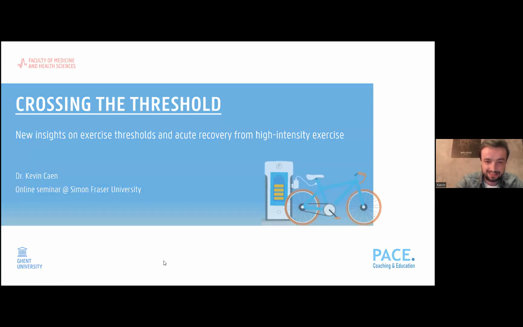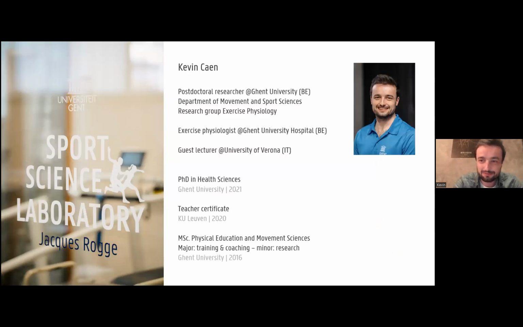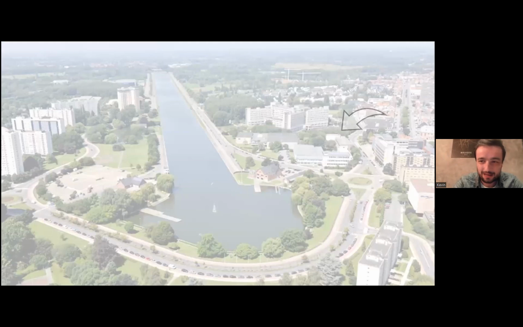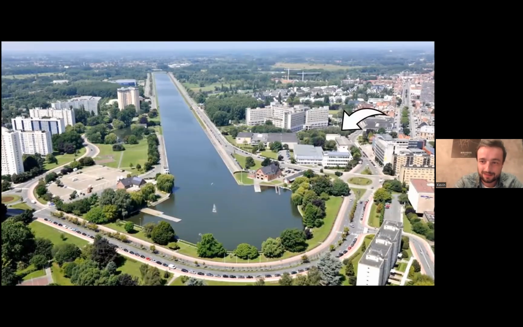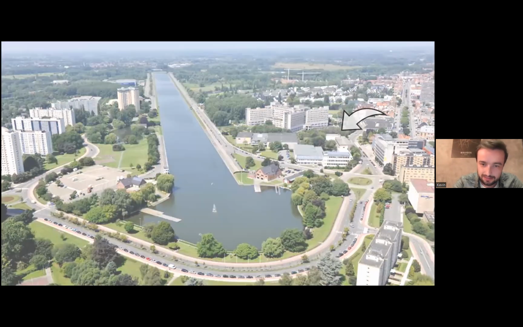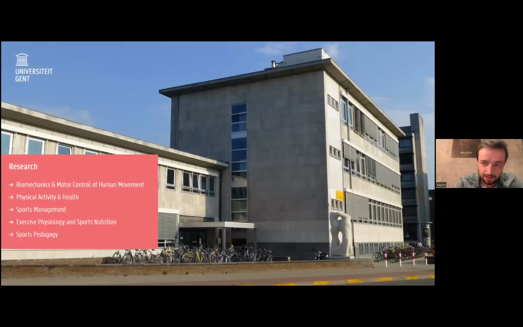I can skip my short biography because this has already been told. Just as a short introduction, so you know where I'm from and where I'm working: I'm from Belgium, and I work at Ghent University. You can see our rowing track in this picture, and on the right side you can see our department building. This is our main building, and just for your interest, I'm part of the exercise physiology group, but next to the exercise physiology group we also have research on biomechanics and motor control, physical activity and health, sports management, and sports pedagogy.